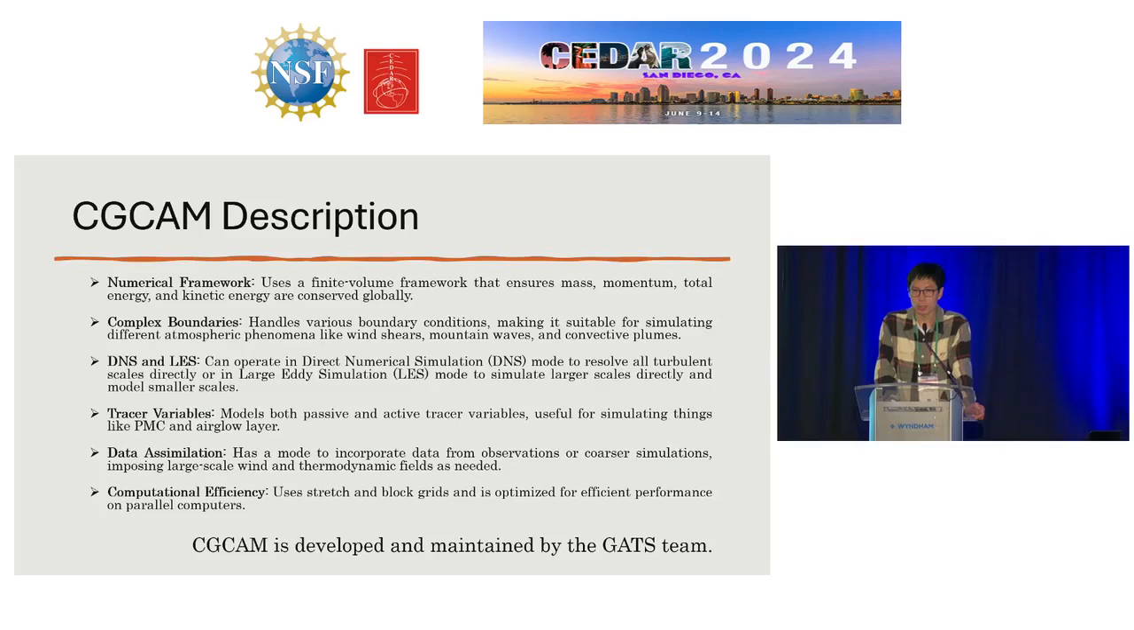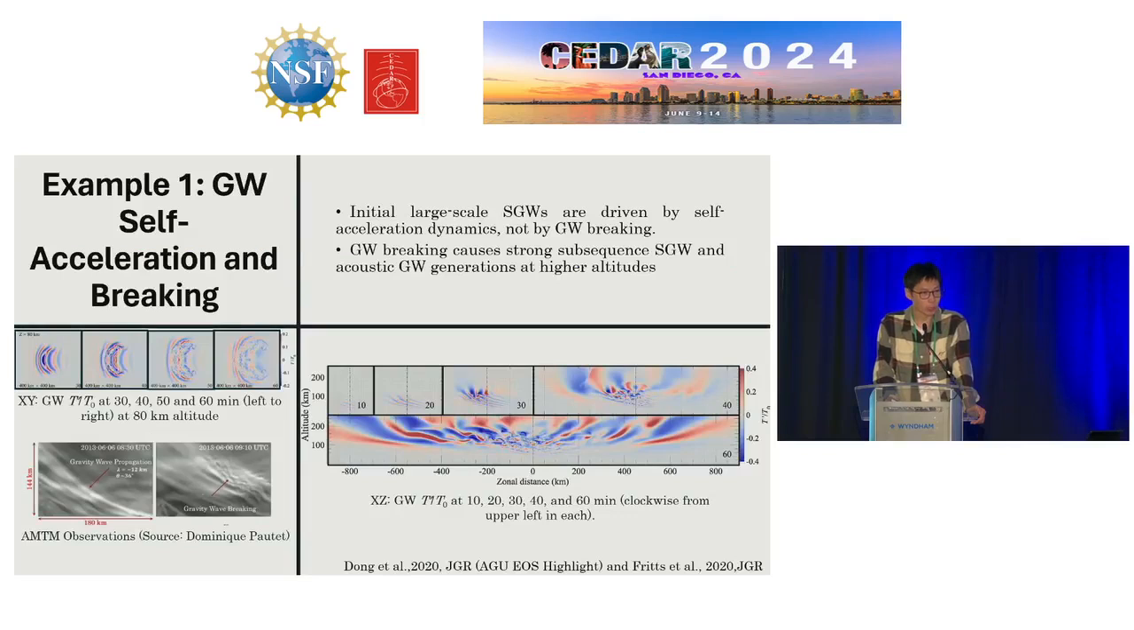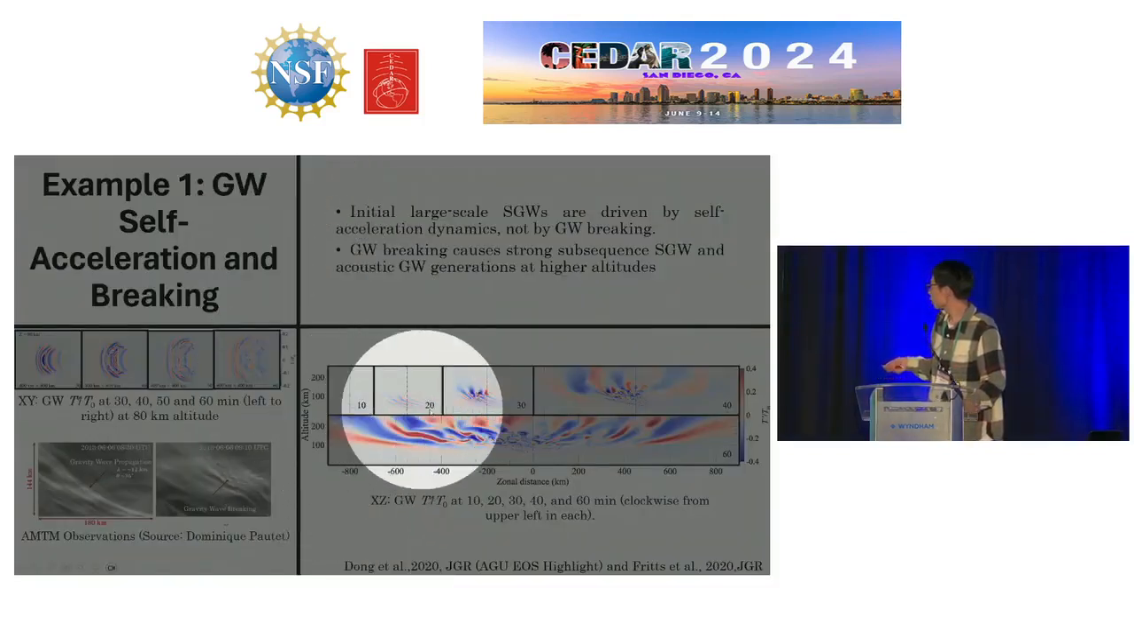And CGCAM can also be used in data simulation. It means that we can use some time varying and space varying background conditions to explore the large scale waves and small scale waves. And CGCAM can use stretched and blocked grids, and it is optimized for efficient performance on parallel computers. Next, I will introduce 6 examples using CGCAM. The first example is for the gravity wave self-acceleration and breaking.